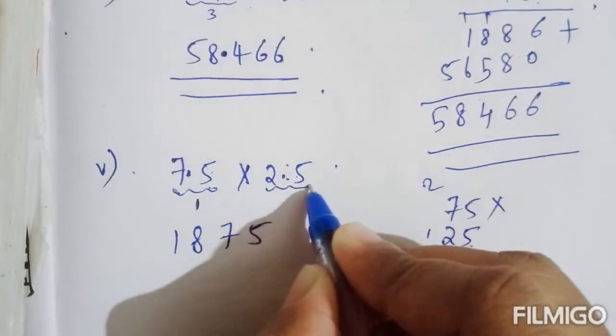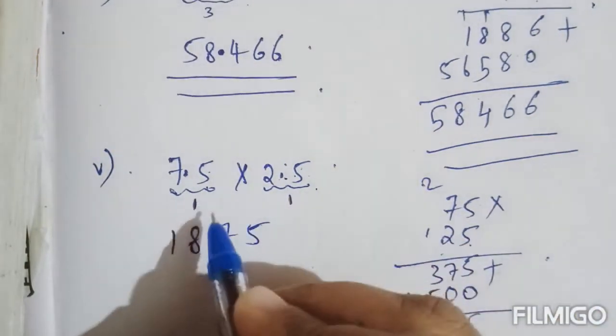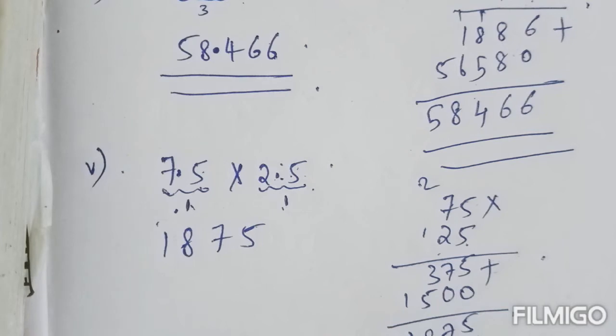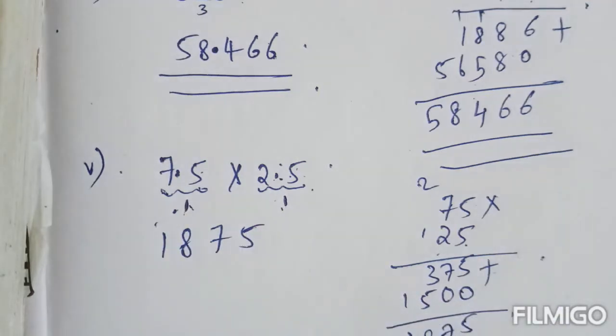In the second decimal fraction also after the decimal point 1 digit is coming. So in total, 1 plus 1, after the decimal point 2 digits are coming. Okay, you can take the total of the number of decimal places in the given decimal fractions. തന്നിരിക്കുന്ന ഡെസിമൽ ഫ്രാക്ഷൻസിൻ്റെ ആഫ്റ്റർ ഡെസിമൽ പോയിൻ്റ് എത്ര ഡിജിറ്റ്സ് വരുന്നോ അതിൻ്റെ ടോട്ടലാണ് എടുക്കേണ്ടത്.